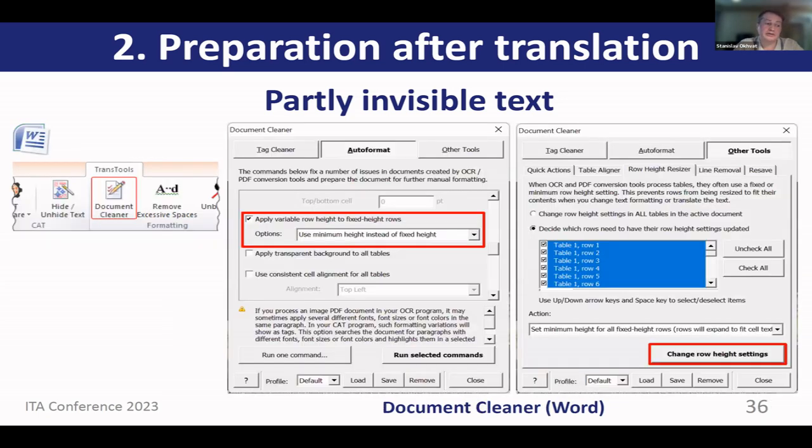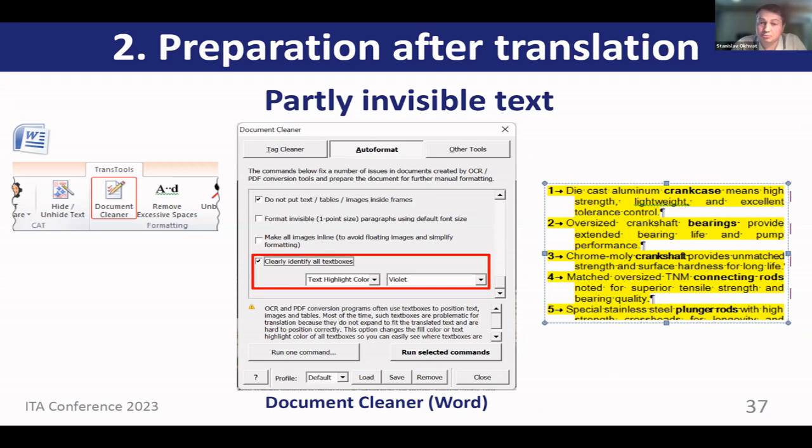In Microsoft Word, this issue is also possible. You can resolve it with Document Cleaner. In the auto format command, which I demonstrated before, there is an option called Apply Variable Row Height to Fixed Height Rows. After you apply this option, all table rows will expand automatically to display the text inside them. If you prefer to find each individual table row where text may not fit and fix only these specific rows, use a tool called Row Height Resizer, also available in Document Cleaner under Other Tools tab.